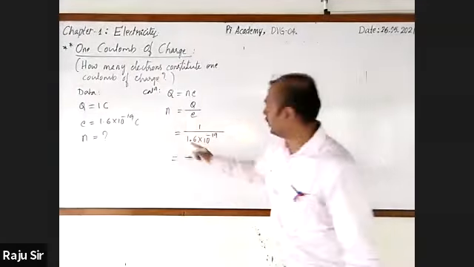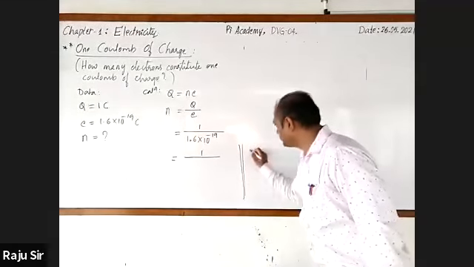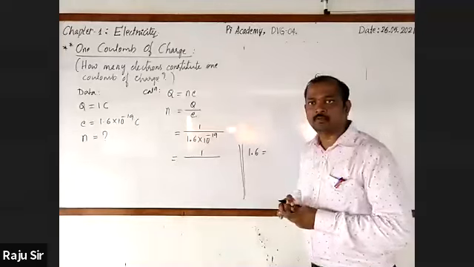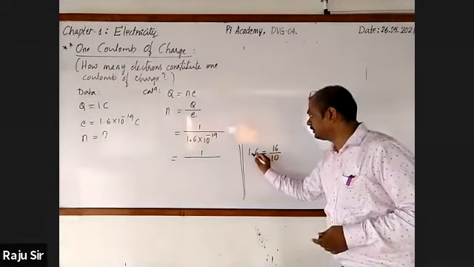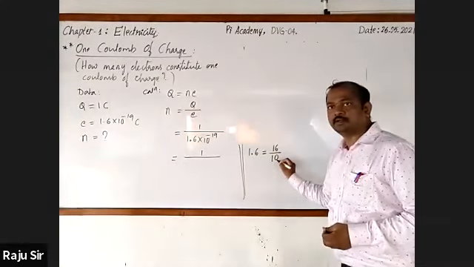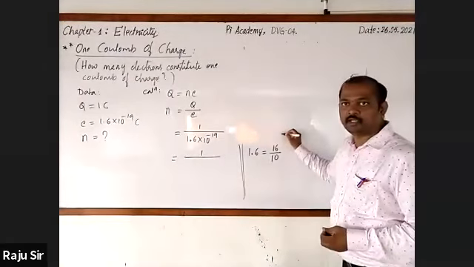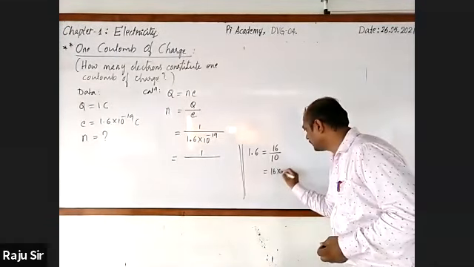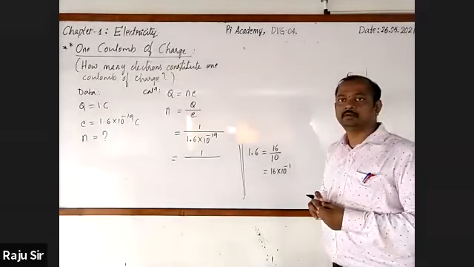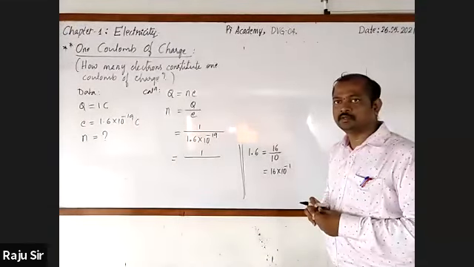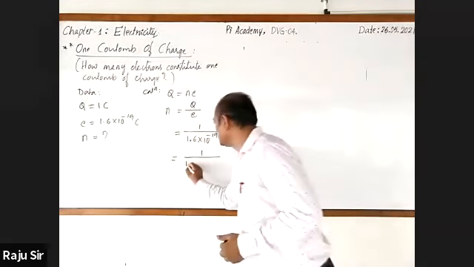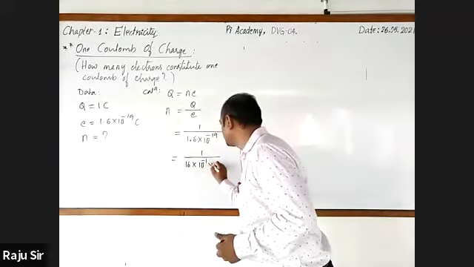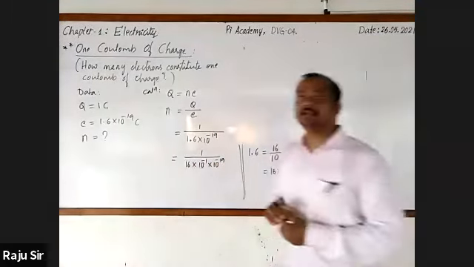Here, 1.6 is there. It is a decimal form. It can be written in fraction form as 16 by 10, because after decimal, we have one digit, so I have taken one zero. Then take 10 to the numerator. Then it becomes 10 raised to the power minus 1. Got it? Okay. Now, I'll write 1.6 as 16 into 10 raised to the power minus 1 into 10 raised to the power minus 19.